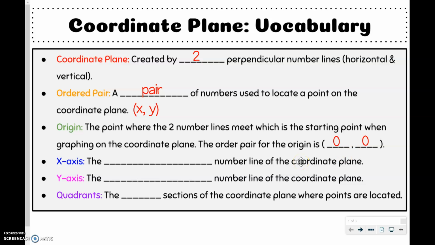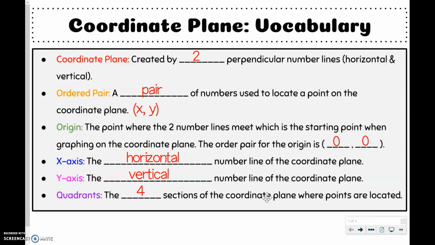So let's talk about what those axes are. The x-axis is the horizontal number line of the coordinate plane, and we'll put that on our coordinate plane here in just a second. The x-axis is the horizontal number line, the one that goes right and left, whereas the y-axis is the vertical number line on the coordinate plane, the one that goes up and down. And then there's something called quadrants. Quadrants are the four sections of the coordinate plane where points are located, because the word quad means four. So those are all your vocab words. Make sure you've typed in all of your notes. If you need to pause the video, feel free to.